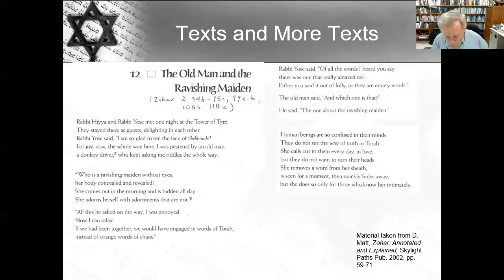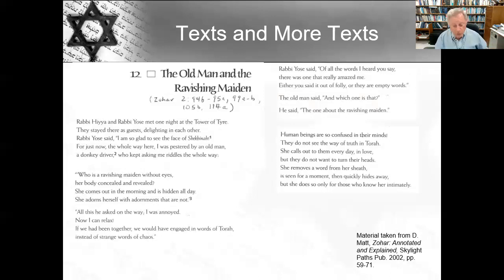Rabbi Yossi said, of all the words I heard you say, there was one that really amazed me. Either you said it out of folly or they're empty words. So now the old man has joined them. And which one is that? He said, the one about the ravishing maiden. And now the old man is going to start speaking.